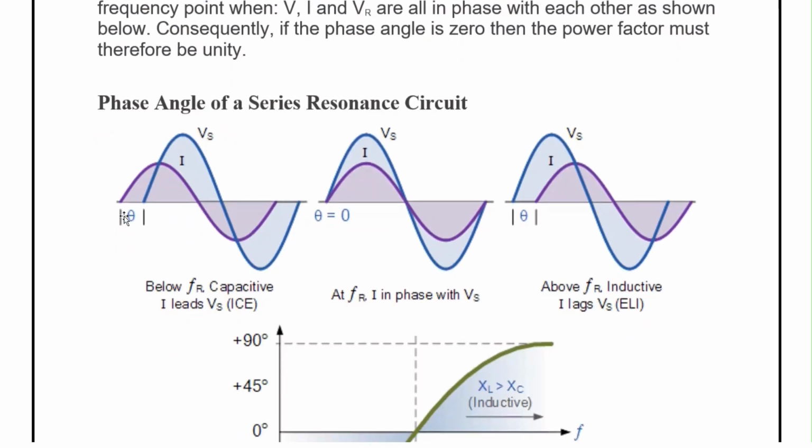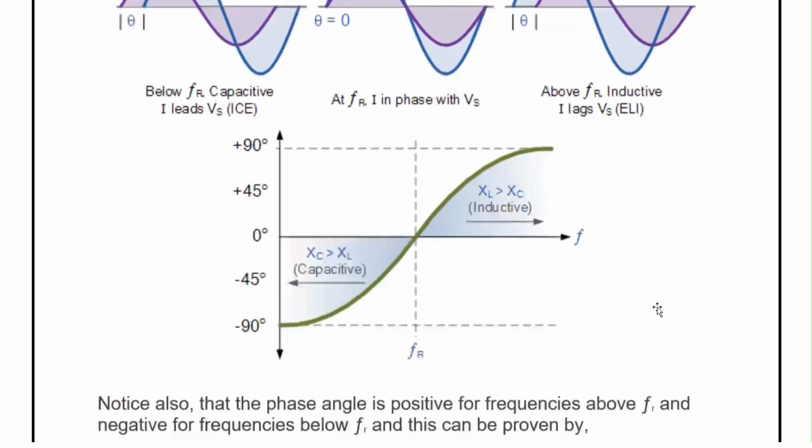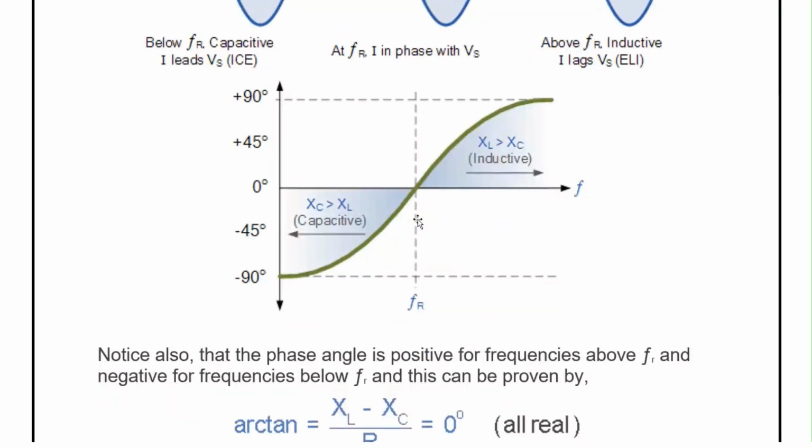So theta here, below Fr, means on the left side of the Fr value, the circuit is capacitive: I leads Vs, the circuit current leads the source voltage. At Fr, I is in phase with Vs, but above Fr, the circuit becomes inductive as we have discussed earlier. So I starts lagging Vs. Okay, so here is a complete picture of this.